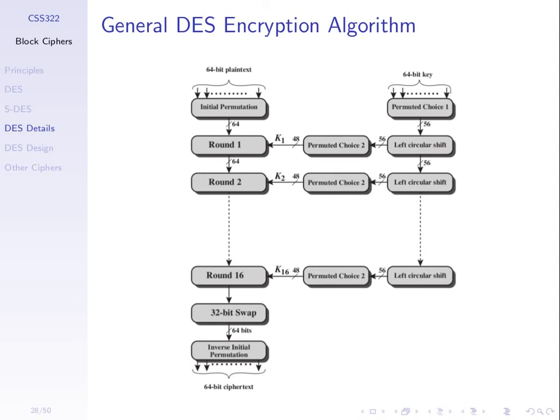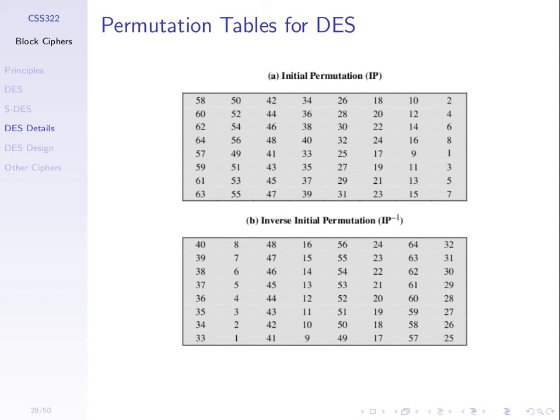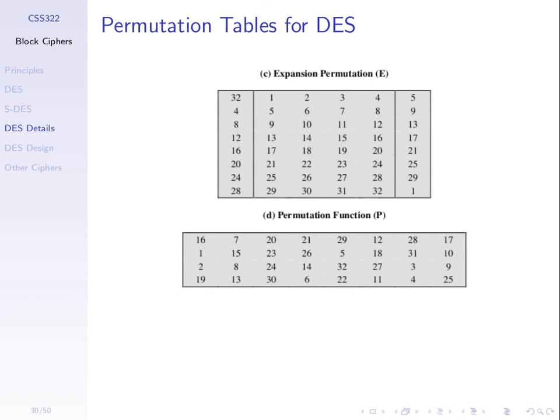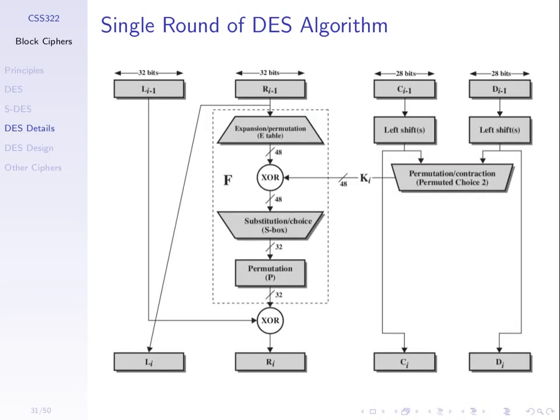Real DES goes through 16 rounds. Here's the initial permutation, IP, and the inverse. 64 bits in, we rearrange those 64 bits so the first bit ends up here, the 58th bit becomes the first bit, and so on. That's all. The expand and permutate, permutation functions. A single round, we take our right half, expand and permutate, XOR, S-box, permutate, XOR, and keep going.